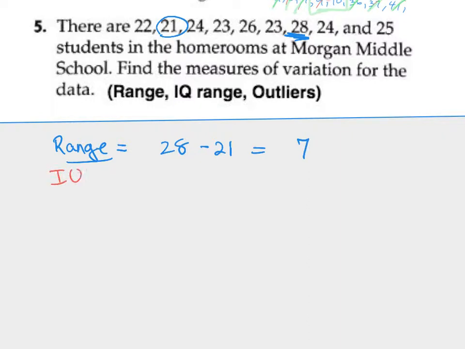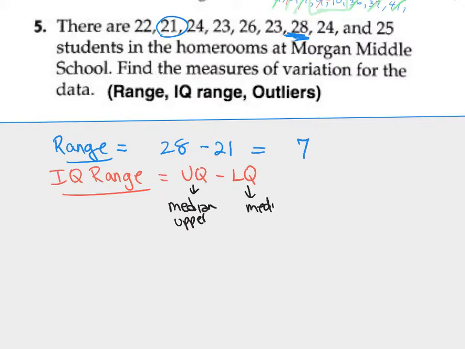Interquartile range is a little more complicated because I have to remember that interquartile range is the upper quartile minus the lower quartile, and the upper quartile is considered the median of the upper half, and the lower quartile is the median of the lower half.